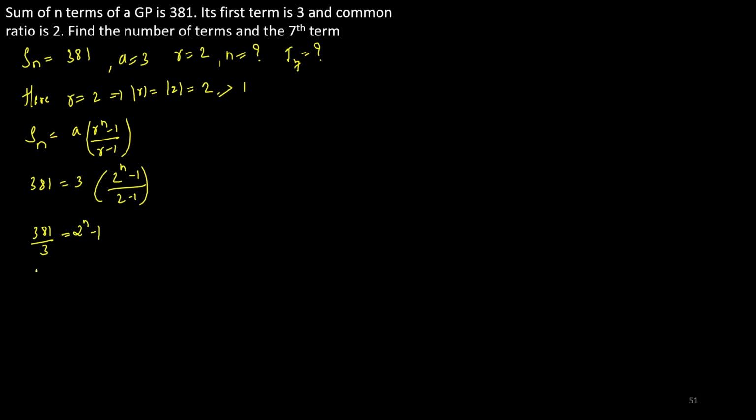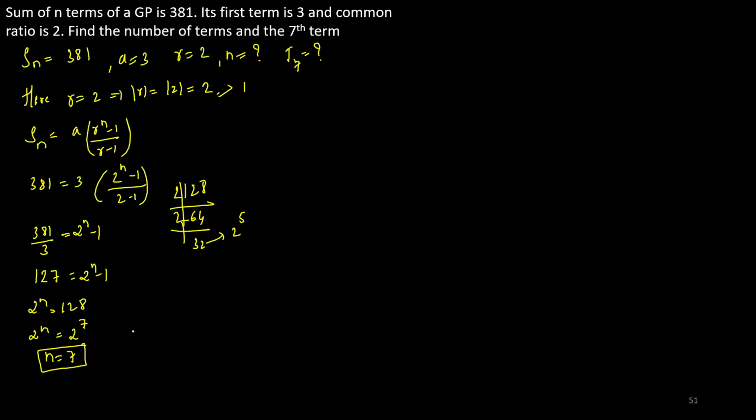So I get 127 is equal to 2 to the power of n minus 1. So 2 to the power of n is equal to 128. That can be written as 2 into 64, 2 into 32, and 32 is 2 to the power of 5. So 2 to the power of 7 it is. Since the bases are equal, equate the powers. So n is equal to 7. So I found out what is required.